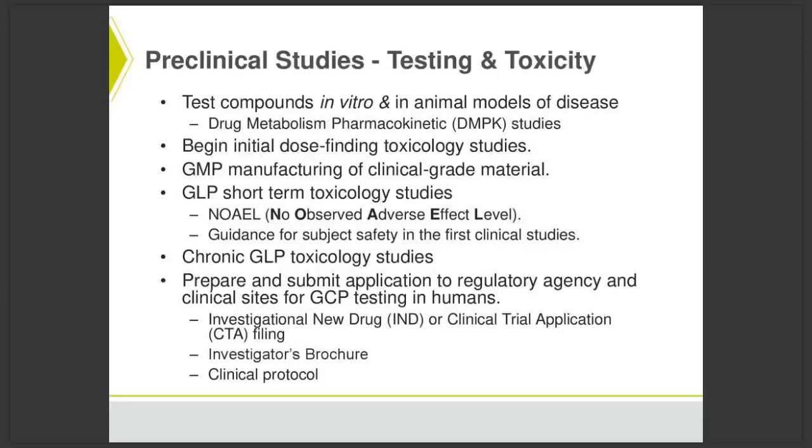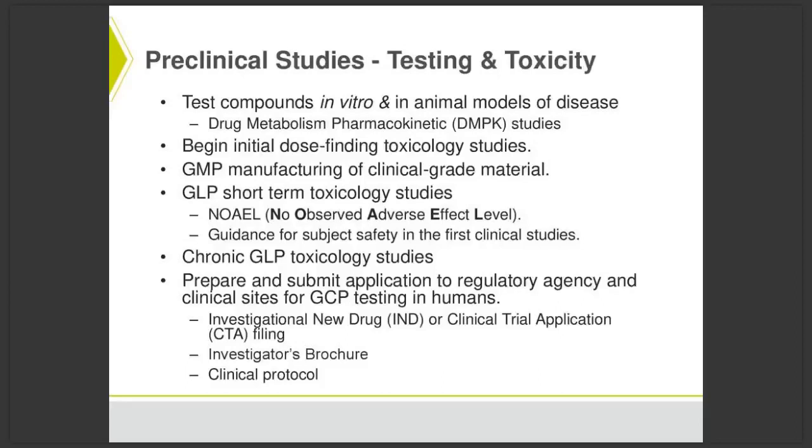And then once the toxicology of the new compound that you're looking at has been verified and you have that data available, you can put that together in an application to be submitted to the regulatory agency and the clinical sites. So, for example, large cancer institutes, you could do at large academic centers. These clinical sites will receive your investigator's brochure and a clinical protocol, and the regulatory agencies will receive what's called an investigational new drug or clinical trial application filing, basically used to allow you to test your drug in humans for the first time.